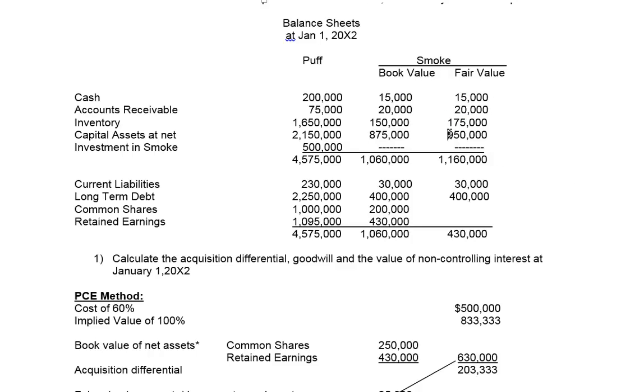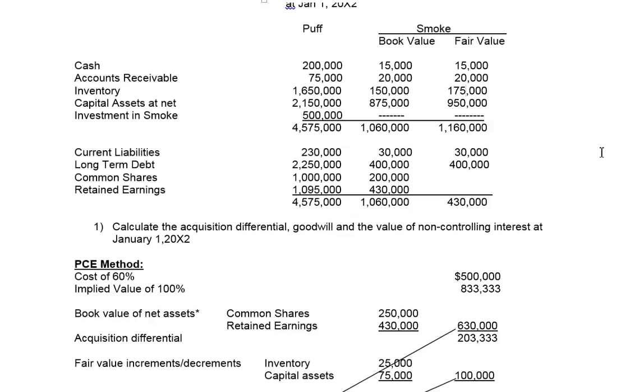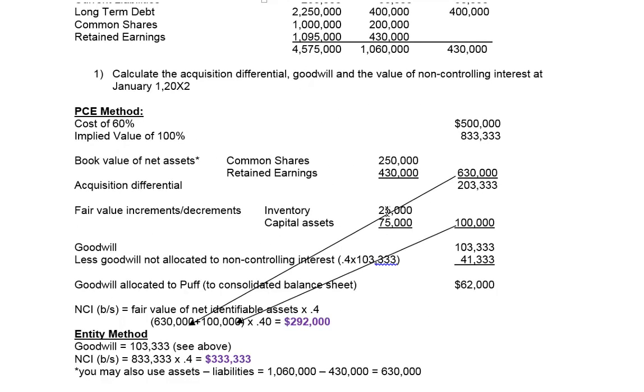And the fair value is $950,000. So we have a $75,000 increment on the capital assets at net, and we have a $25,000 increment that's been assessed by the parents on the inventory. So those are both pieces that we paid extra to get. So in comparison to the acquisition differential, we've already allocated $100,000 of that.